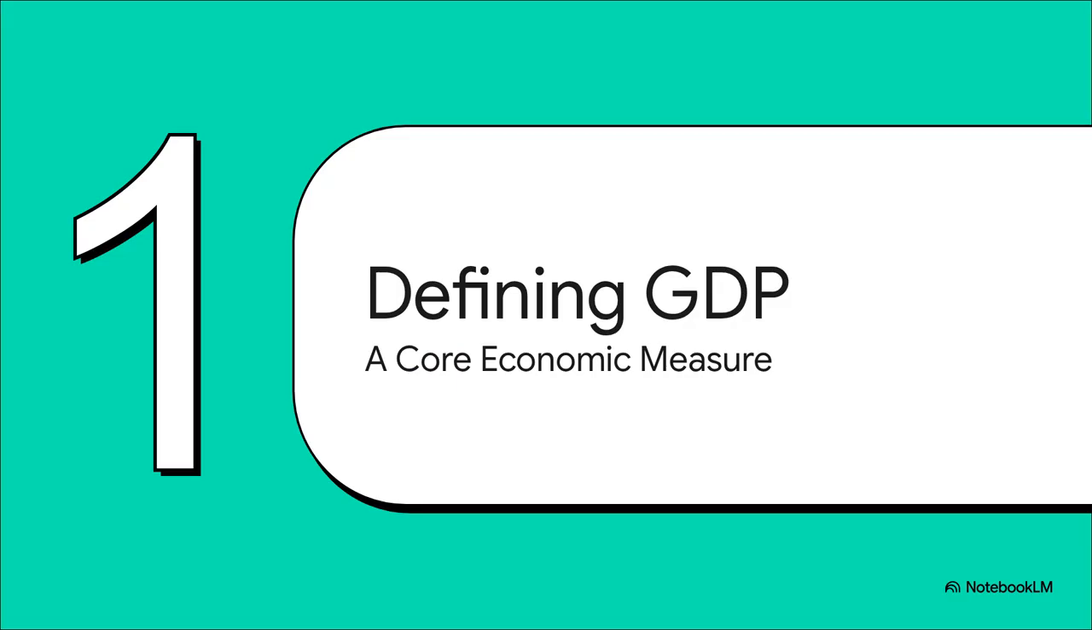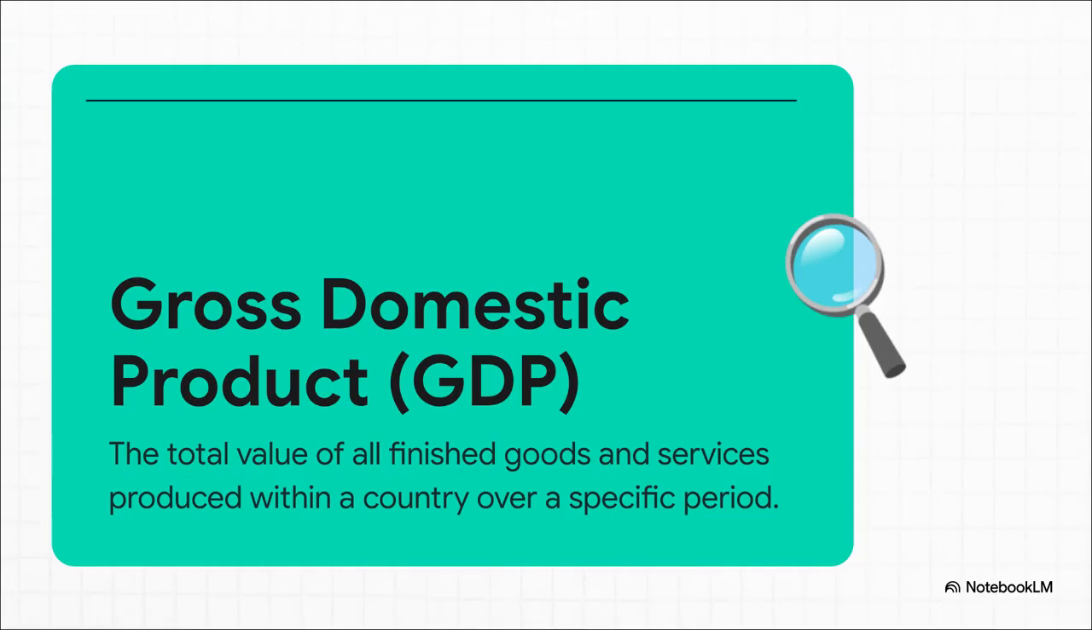All right, let's start with the absolute basics. You can think of gross domestic product as the standard report card for a country's economy. It's the go-to number to get a quick snapshot of its overall economic health. Okay, so here's the official textbook definition. It's the total value of all the finished goods and services produced within a country's borders in a specific time frame, which is usually a quarter or a full year.